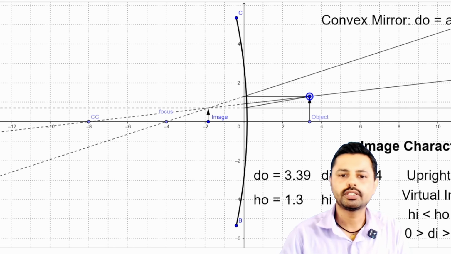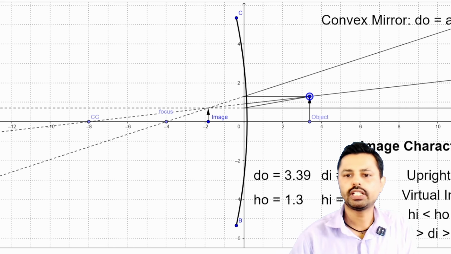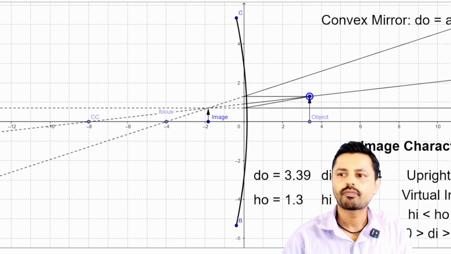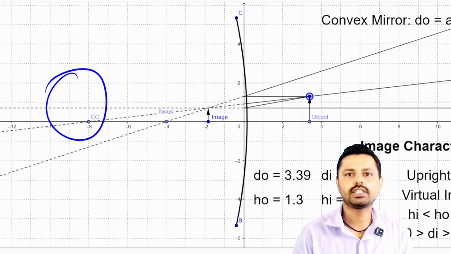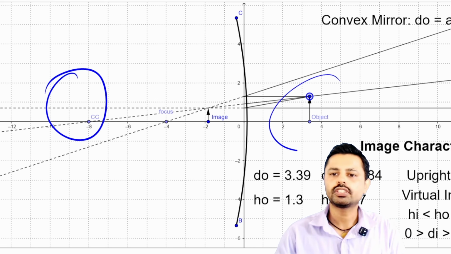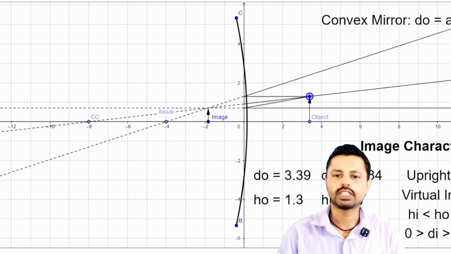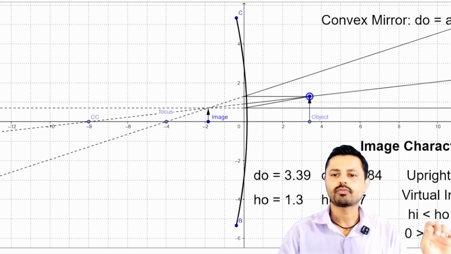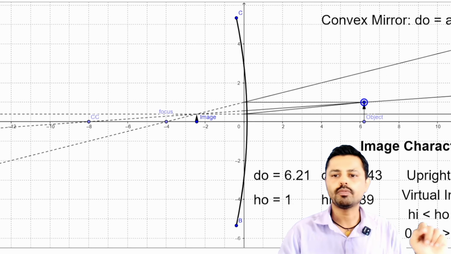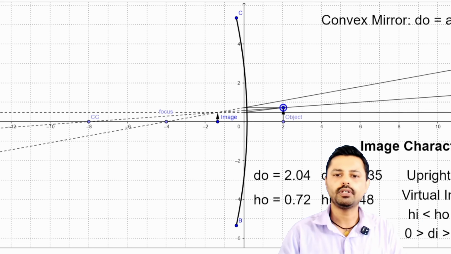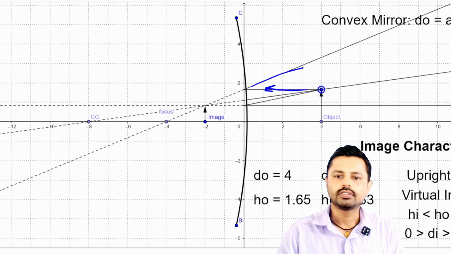Now we have a convex mirror. In the book, the design will not be like that. Object will always be this side in the textbook. But here, for the sake of simulation, we are keeping the object this side. Now what is happening? You see, the biggest observation for convex mirror is no matter where the object is, image is always small and virtual. This ray is getting reflected as if it would be coming from here. That's from here, focus.